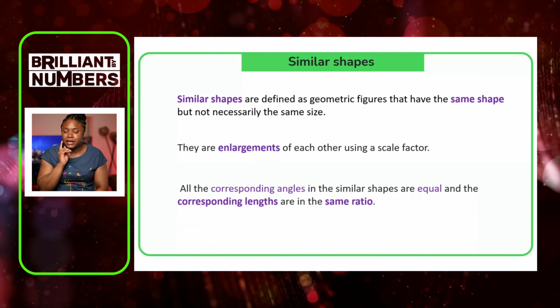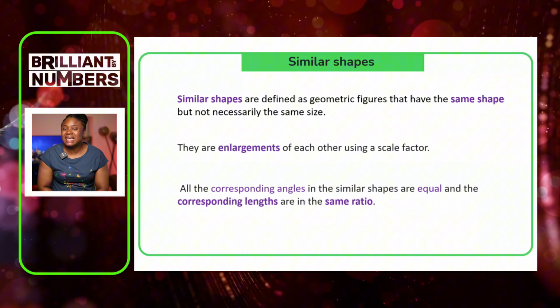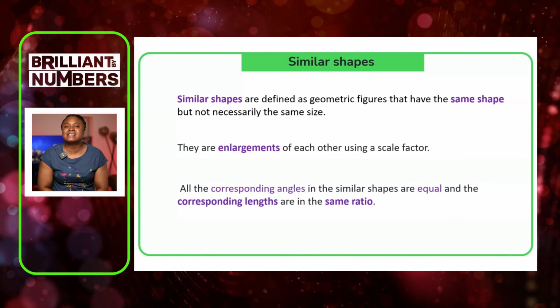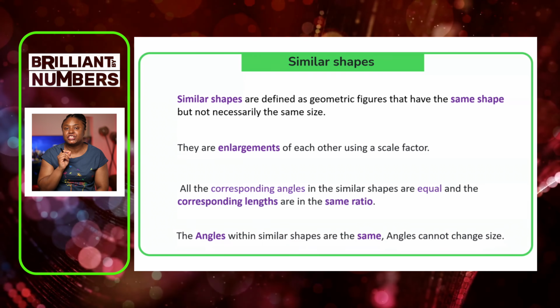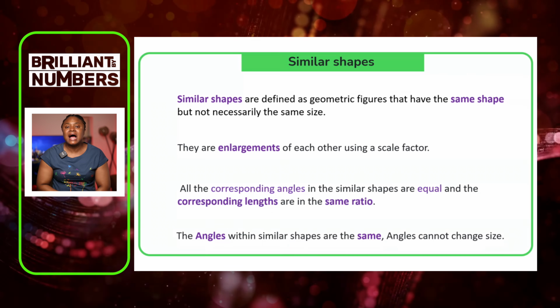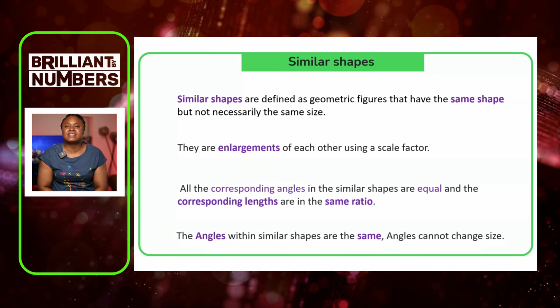Now, all the corresponding angles in similar shapes are equal, and the corresponding lengths of all the sides must be in the same ratio. Very important to note that the angles within similar shapes are exactly the same size, as angles cannot change size. So when we're dealing with similar lengths, we're talking about enlarging the length of the shape, but the angles remain the same. And remember, for example, angles in a triangle add to 180 degrees. Therefore, we couldn't have angles adding to more than 180. So angles remain the same.